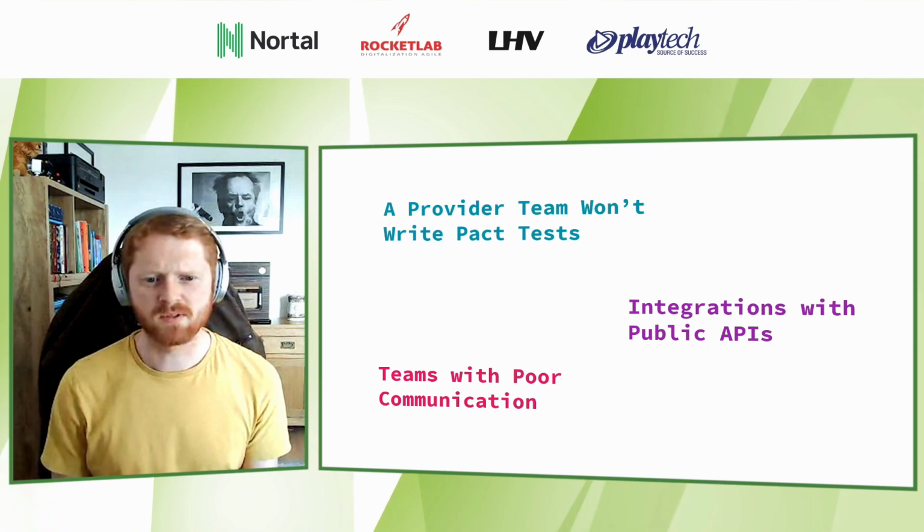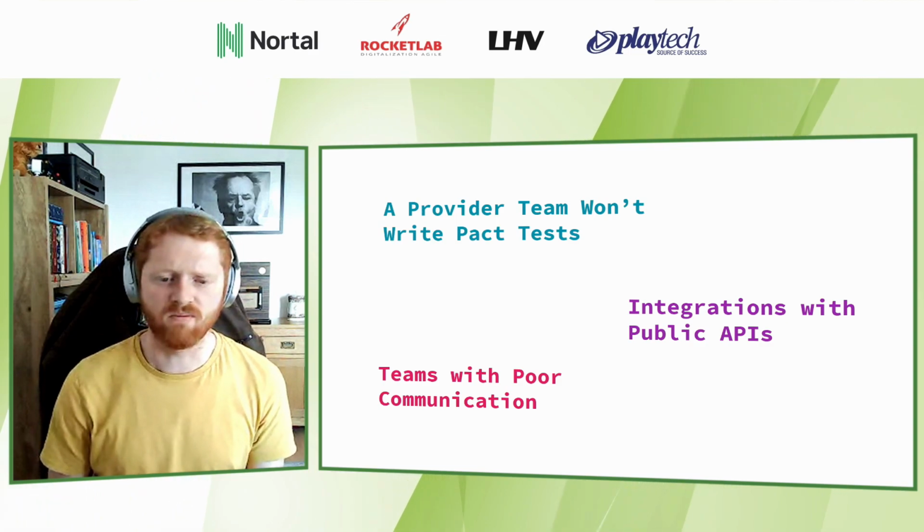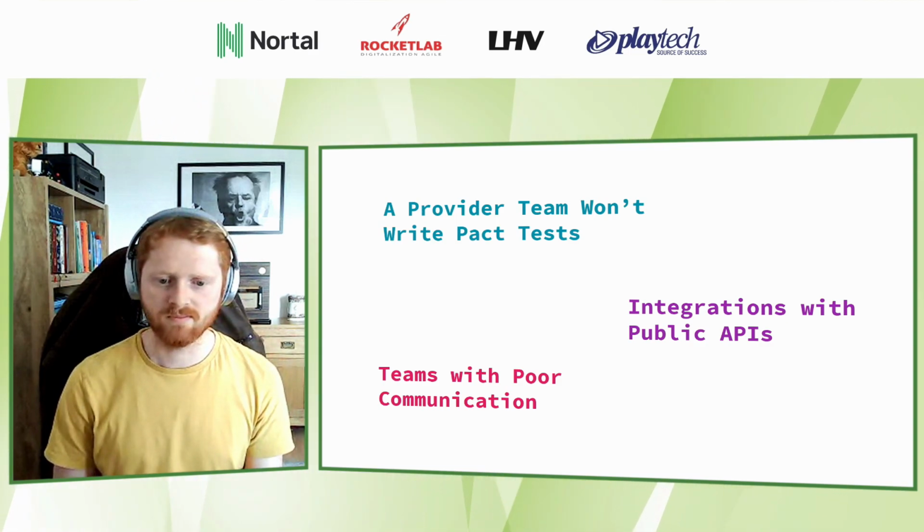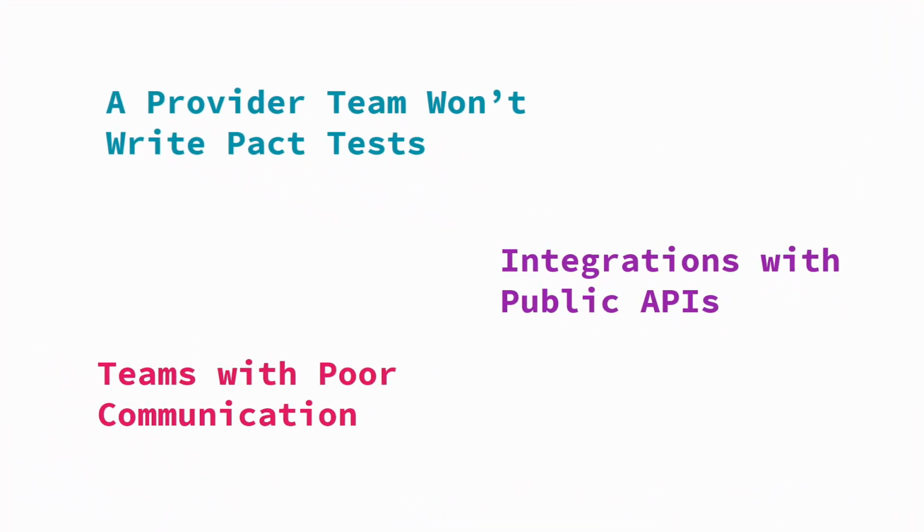So the first instance where it's perhaps not a good fit is when the provider team won't write any Pact tests. So if you're the consuming team, maybe you're that Android team with that Android app wanting to consume the catalog API, and you want to write Pact tests, well, you can do that. You can write those tests, you can generate the Pact file. But if the provider team isn't willing to write the test on their side to verify it, then there's no point. You're just adding overhead for no real reason.